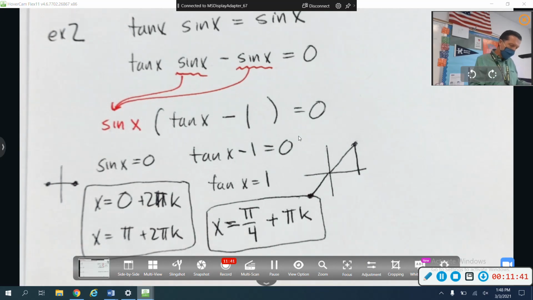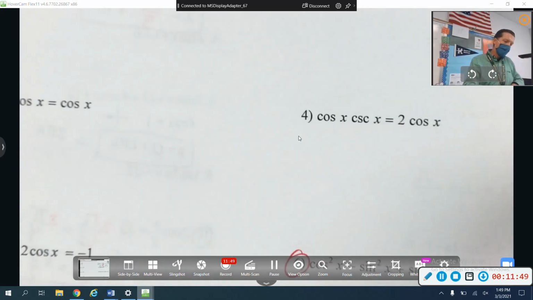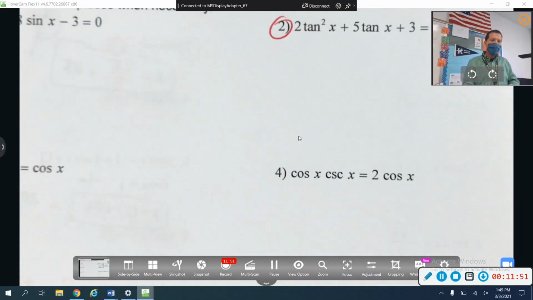So your assignment today is worksheet 3, but we're going to do 2 and 6 together. Kind of get us started. So grab your worksheet packet.